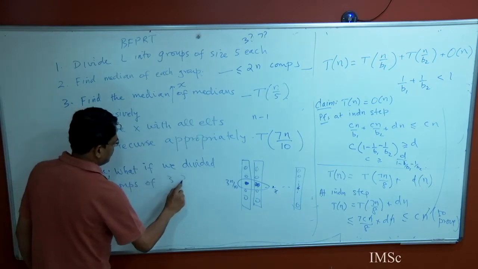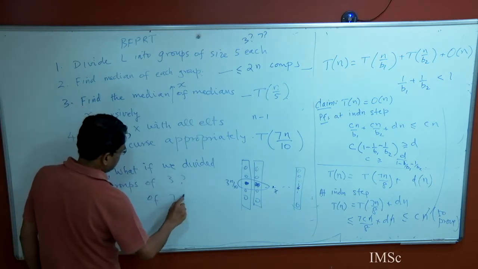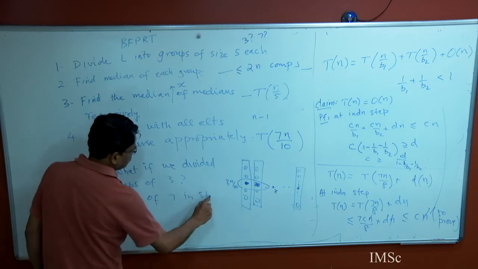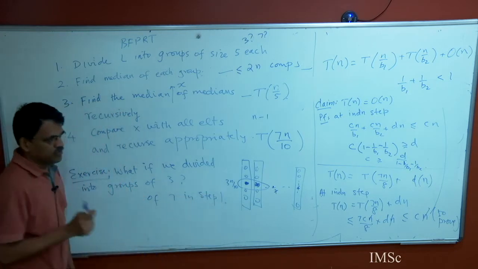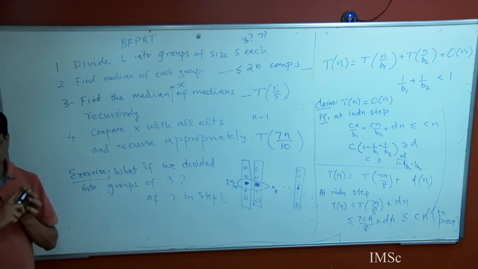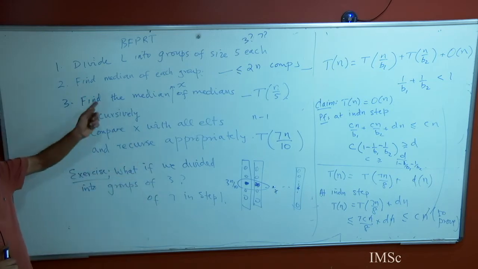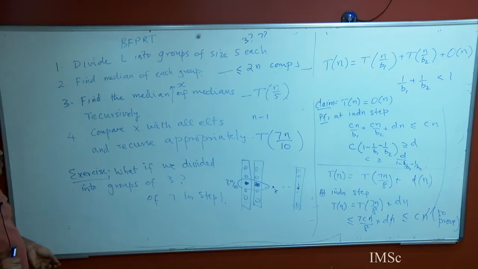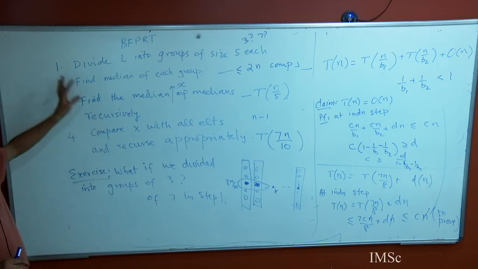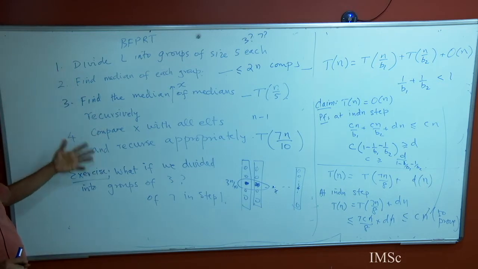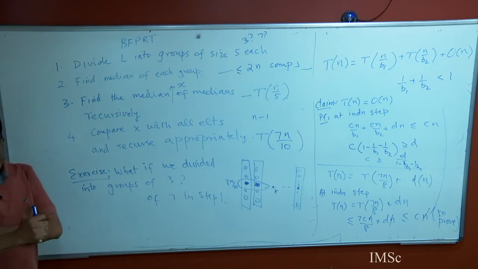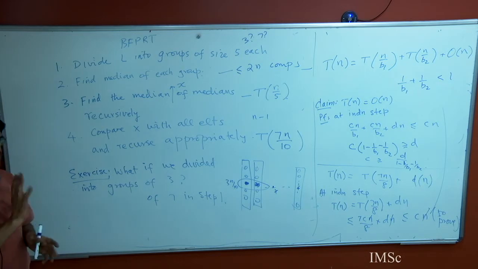Groups of 3 or groups of 7 in step 1. Okay, you really understand the algorithm and the recursion and the analysis if you do these exercises. Plug it in and see what works. This is 1973, but there's been a lot of improvements in improving the constant, but it was nice to know that you can actually find the median without necessarily sorting the whole input.